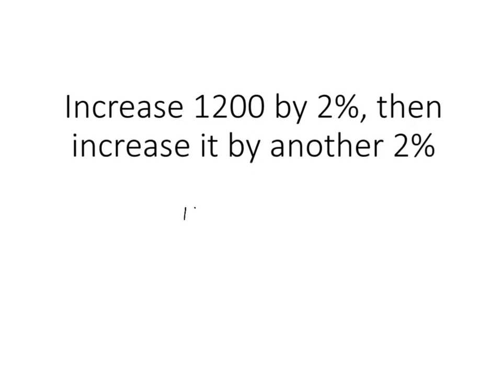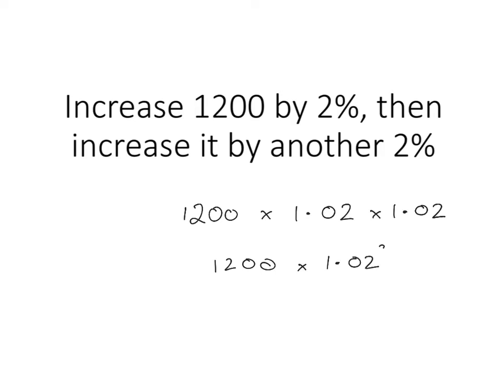I start with my value. I increase it by 2%. And then I increase it by another 2%. And that is much easier to write like that, because that's what this is. It's 1.02 squared.